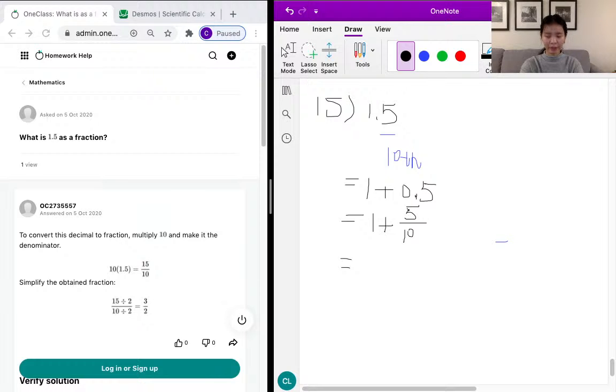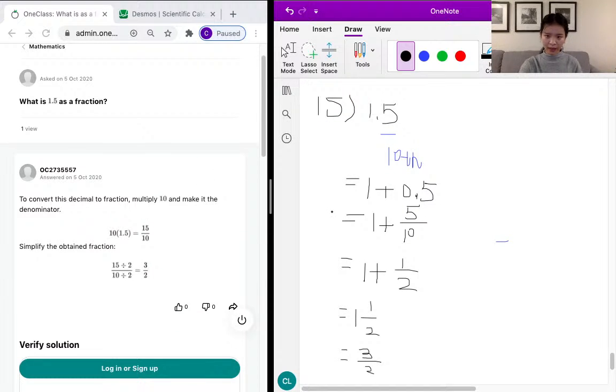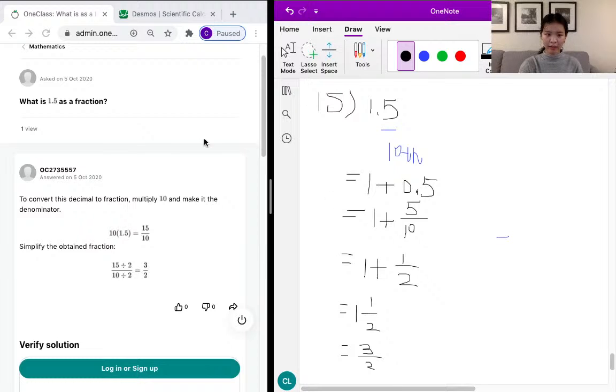So on the top, or the numerator, we have 5 divided by 5, which is 1. On the bottom, or on the denominator, we have 10 divided by 5, which is 2. So here we just have 1 plus 1 over 2, which is 1 and a half, which is also 3 over 2. Both the answers 1 and a half and 3 over 2 are acceptable because they're both fractions. It depends on which one you like better or which one your teacher requires if they had specific requirements. Alright, so that's how we convert the decimal 1.5 to a fraction.